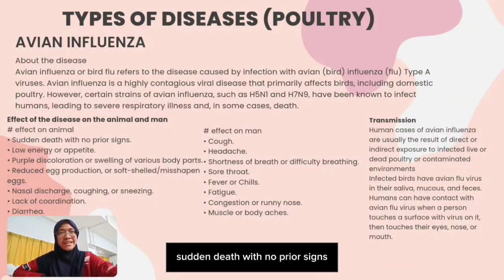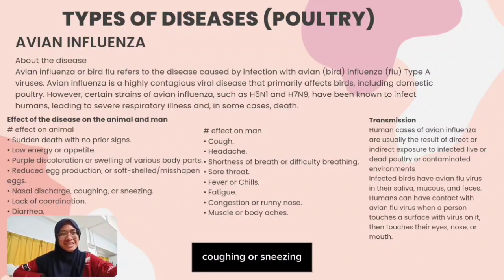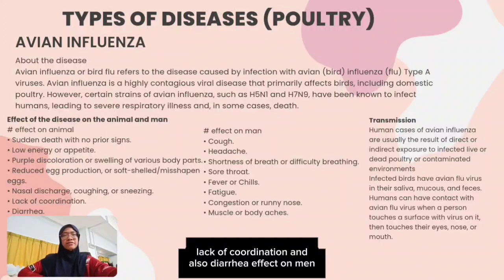Signs include sudden death with no prior signs, low energy or appetite, purple discoloration or swelling of various body parts, reduced egg production or soft-shelled misshapen eggs, nasal discharge, coughing or sneezing, lack of coordination, and also diarrhea.